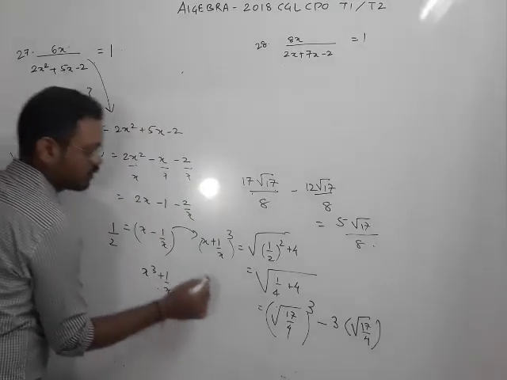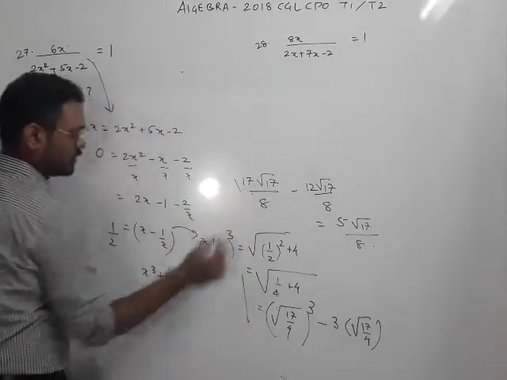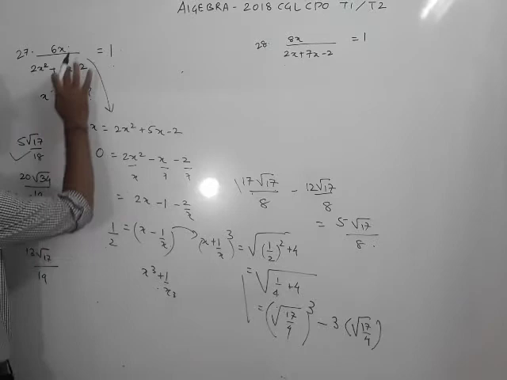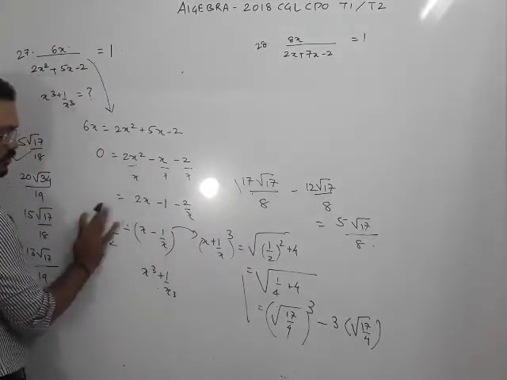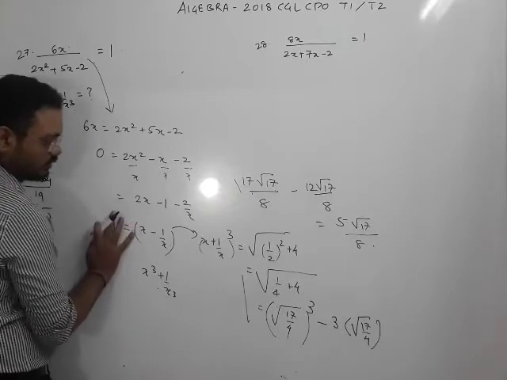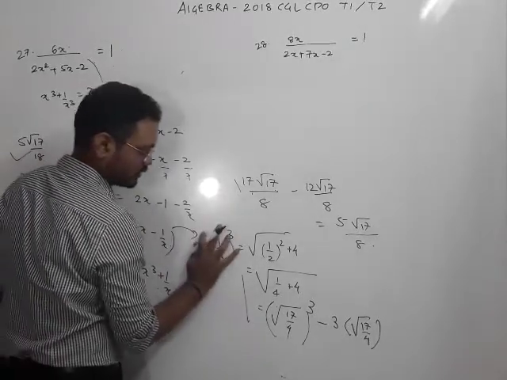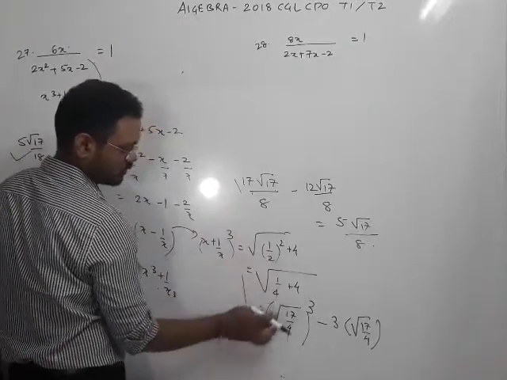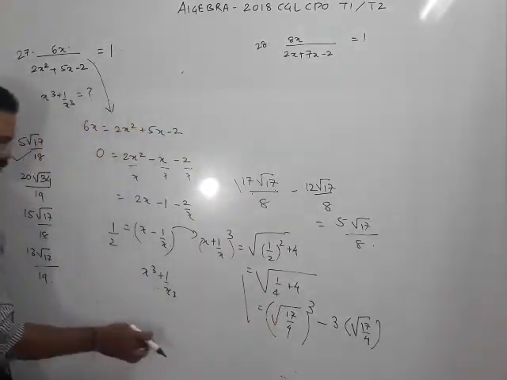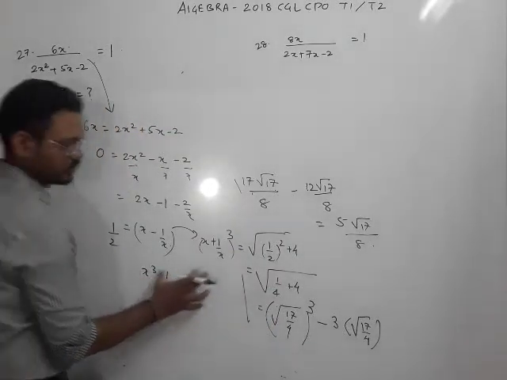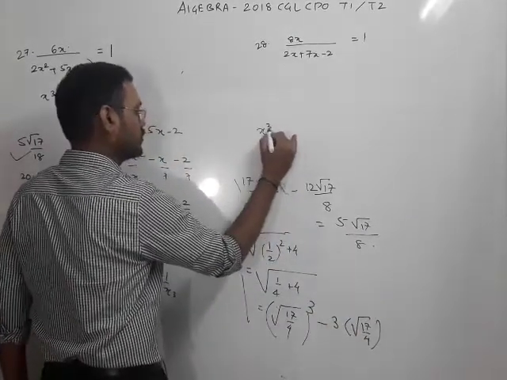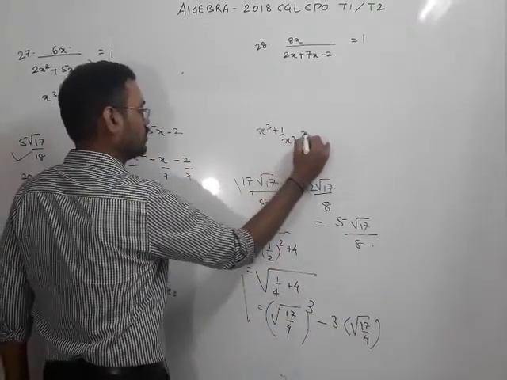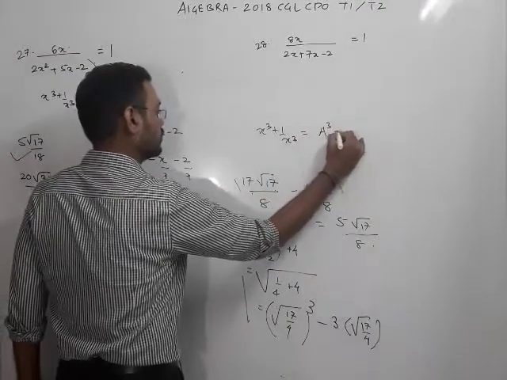It involved a 3-step solution. From here it was straightforward: x minus 1 by x, I have got one value. Once this is found, I will find x plus 1 by x, which will be root 17 by 4. So x cube plus 1 by x cube will be given by a cube minus 3a.